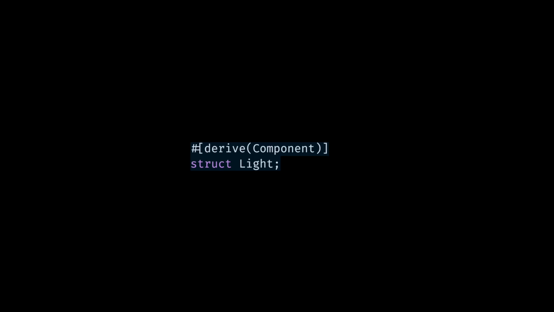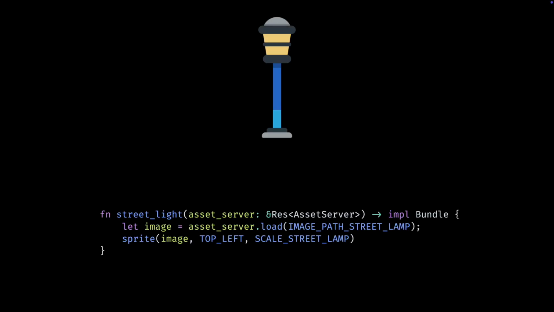Now let's create a light component which will be used to light up certain entities in our scene. It's very easy to create components in Bevy, and we do that by deriving the component trait. Now let's add some lights to some of our entities. First, we add the lights to our street lamp.